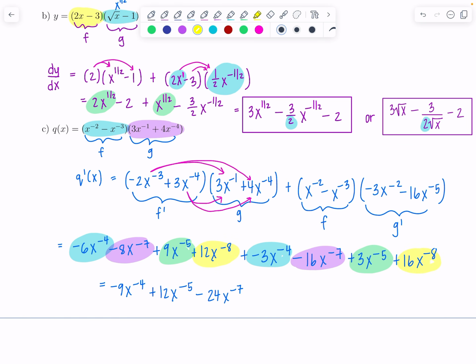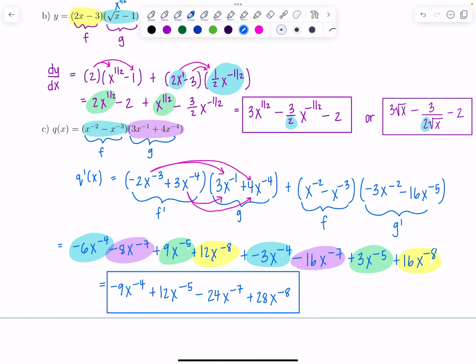plus 16x to the negative 8th. That's 28x to the negative 8th. Boom. Just box it so that you're really confident in your final answer. Okay, so those are the product rule applications.